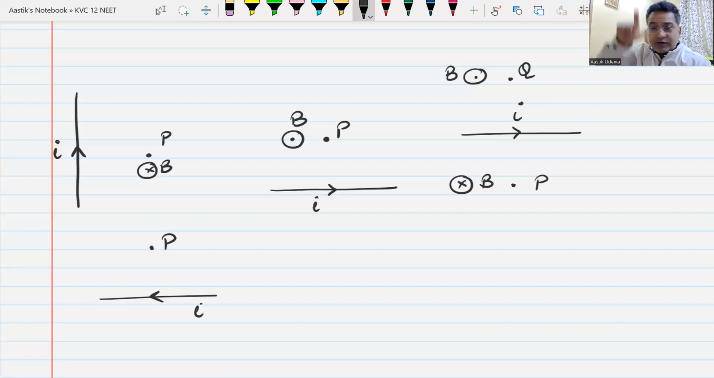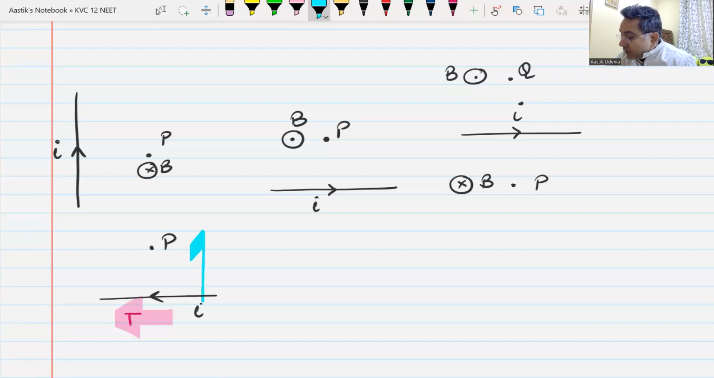Current is like this, point P is upwards. What will be the direction of magnetic field? Remember, in this direction, your thumb should go, your palm should go in this direction. P means palm. Your palm should go in this direction, and you can see in which direction your fingers are turning. It's as simple as that.